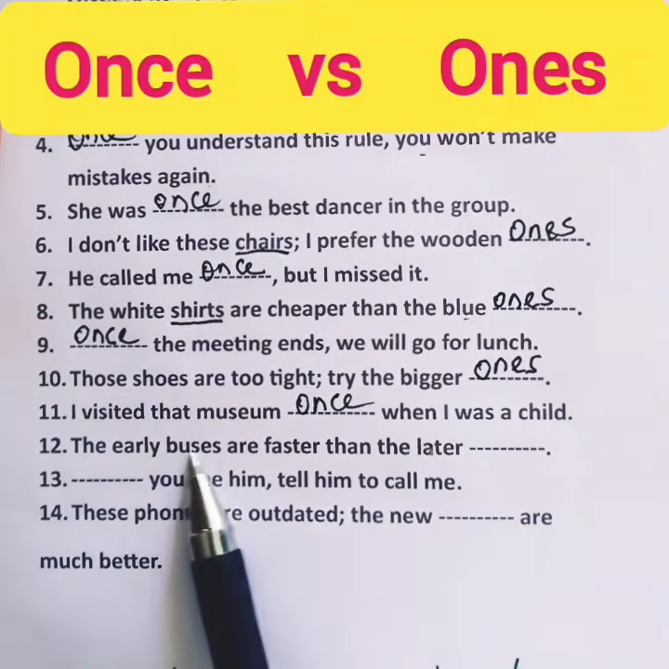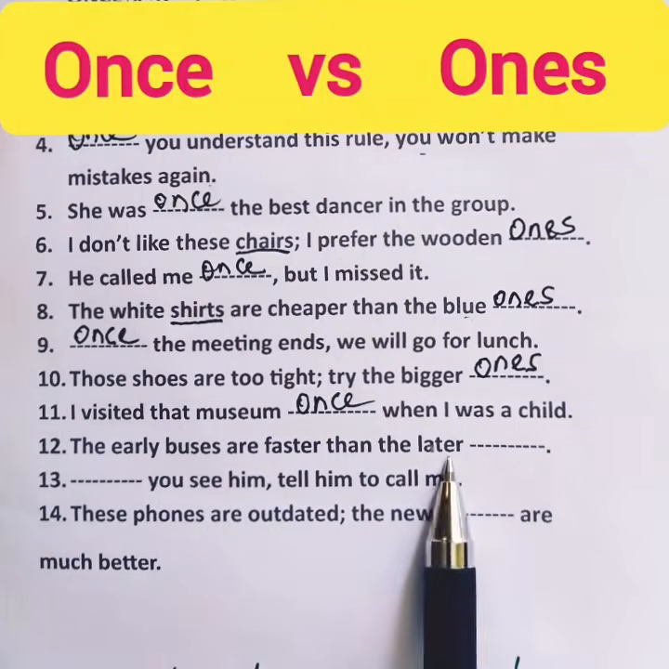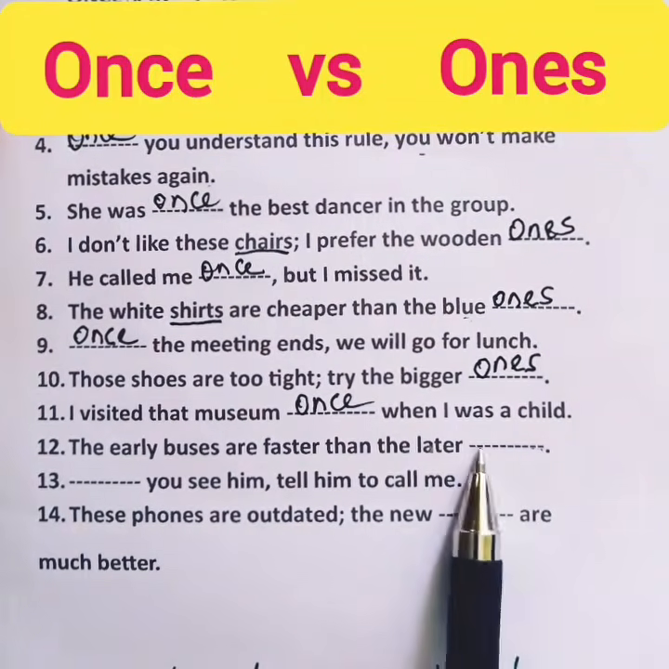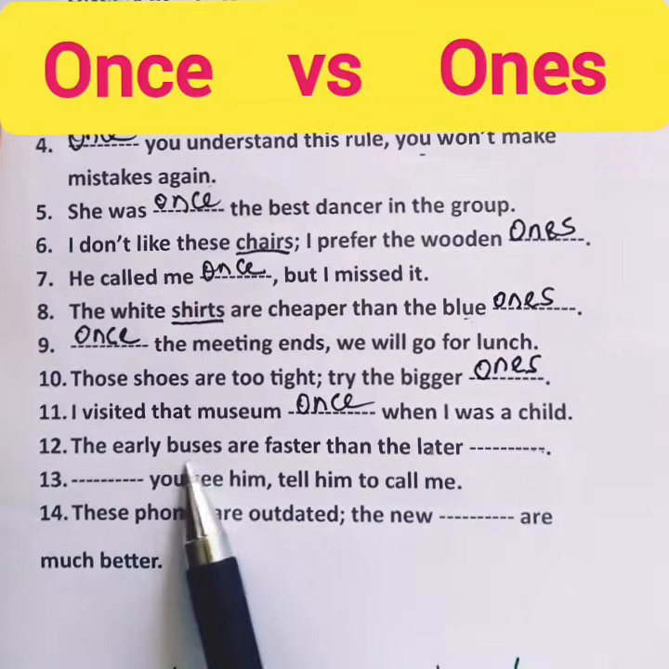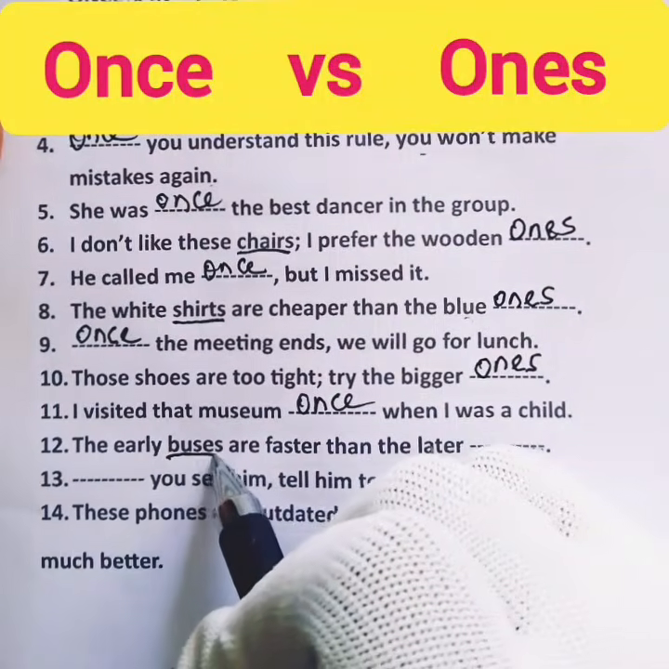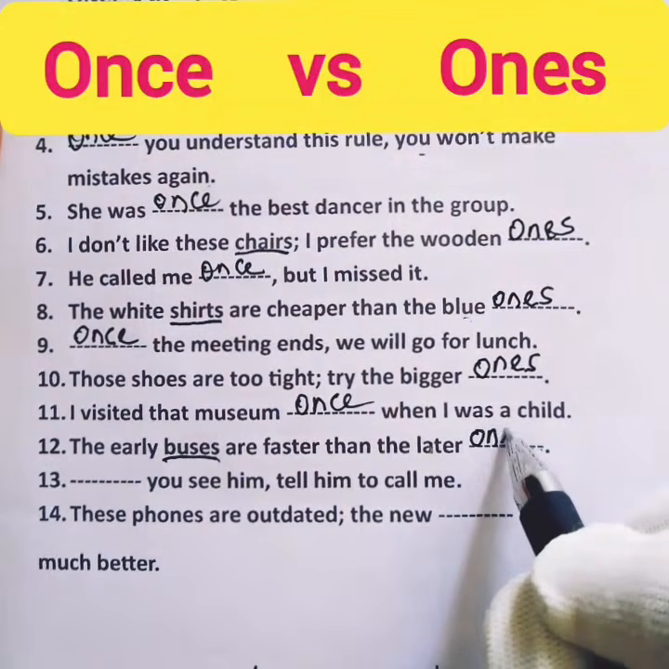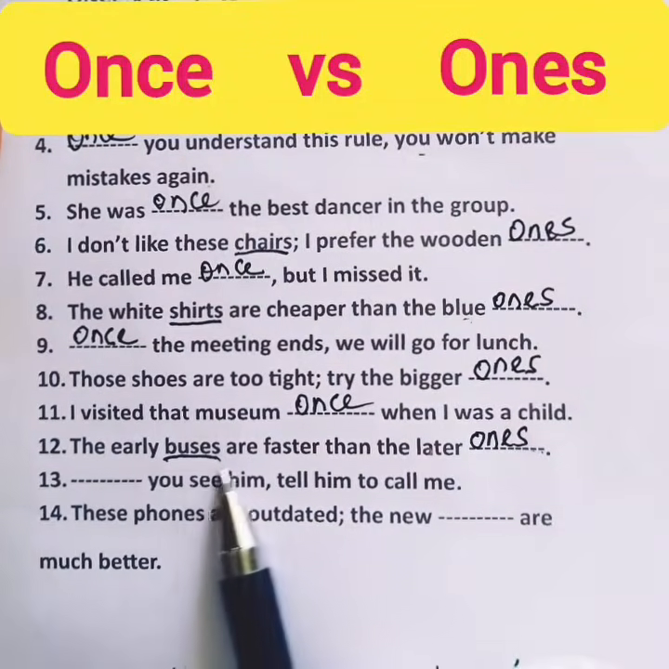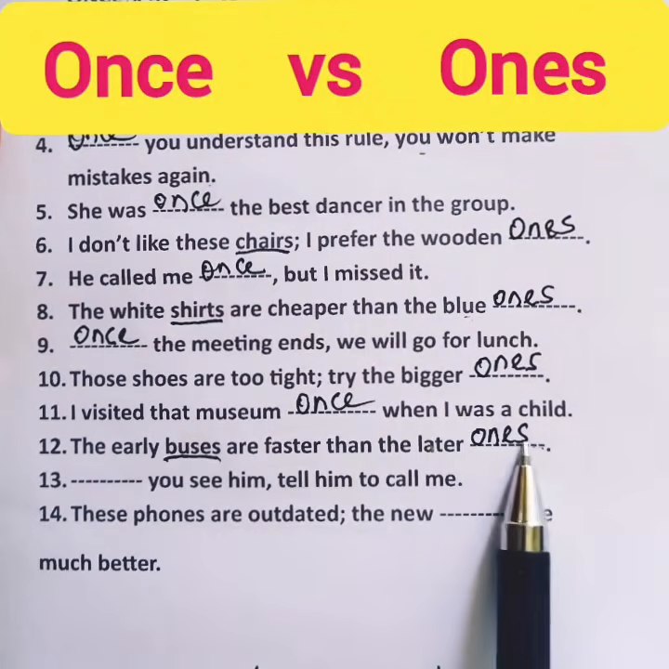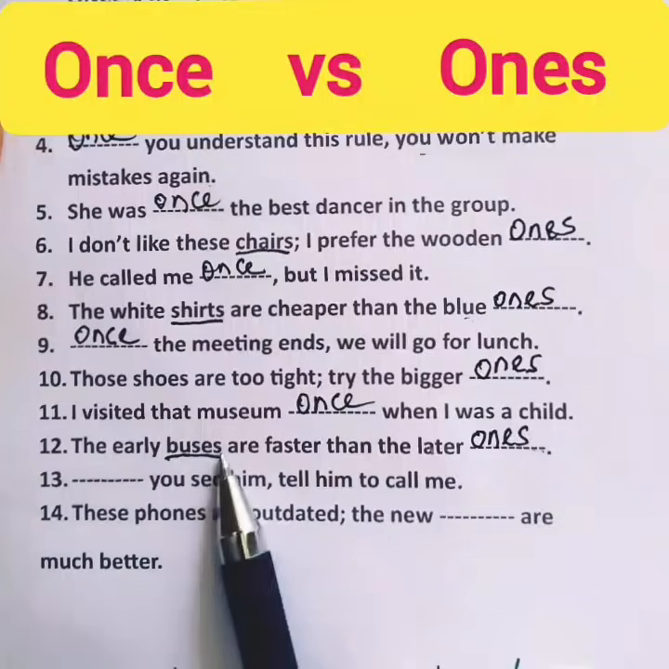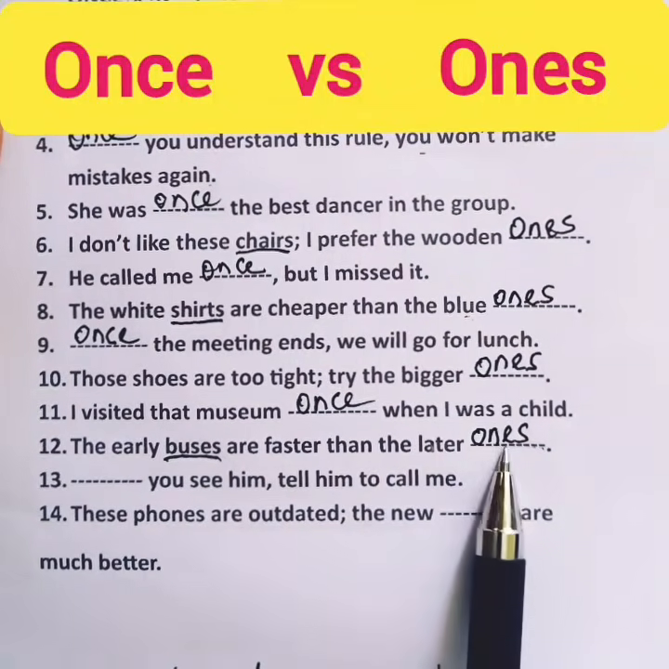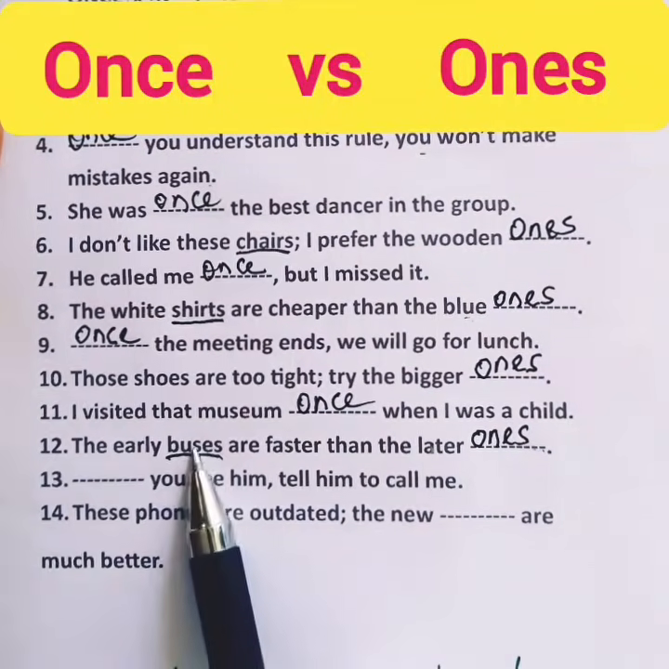12. The early buses are faster than the later blank. Here we would have to repeat the noun buses. So to avoid repetition, we use "ones," the one with the letter S. The early buses are faster than the later ones. So instead of saying "the early buses are faster than the later buses," we use "ones" to replace it.